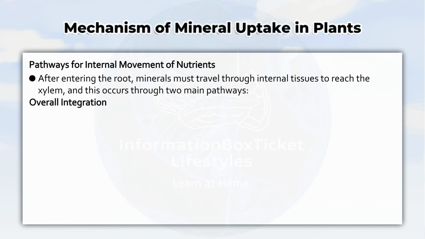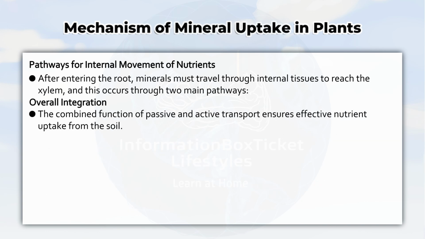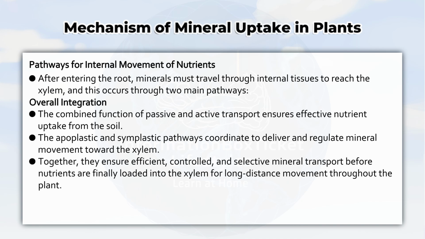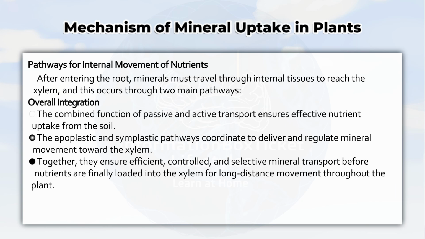Overall integration. The combined function of passive and active transport ensures effective nutrient uptake from the soil. The apoplastic and symplastic pathways coordinate to deliver and regulate mineral movement toward the xylem. Together, they ensure efficient, controlled, and selective mineral transport before nutrients are finally loaded into the xylem for long-distance movement throughout the plant.